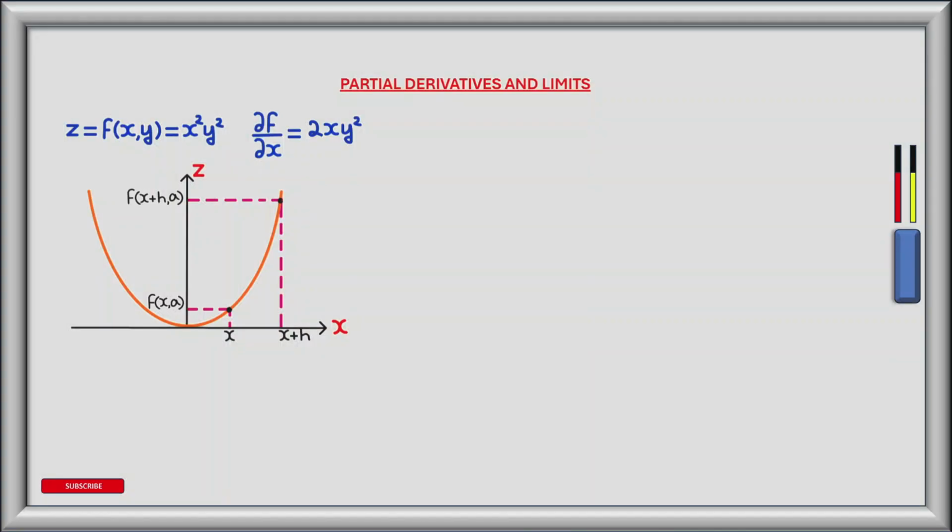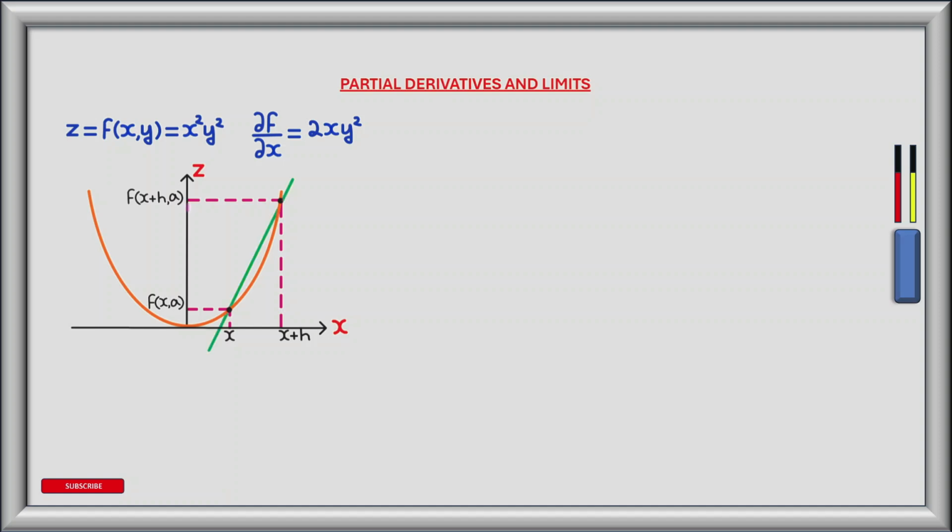Let's now use the function f of x, y, which equals x²y², and look at what that means in terms of limits if we take the partial derivative of f with respect to x. As we saw, when we held y as a constant, this created a parabola shape, and we could then find the gradient of the tangent to the surface in the x direction. On the graph, I've marked point x and x plus h on the x-axis, and their corresponding points on the z-axis where they meet the curve. In this case, I've held y constant at y equals a.